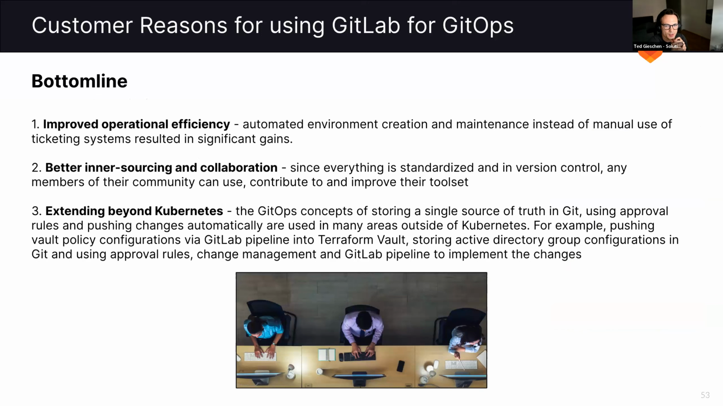Our second customer is Bottomline, who was able to improve operational efficiency by leveraging automation in environment creation and maintenance. They were able to better their inner sourcing and collaboration by allowing members to use, collaborate on, and improve tool sets, since everything is standardized and within version control. Finally, they were able to extend beyond Kubernetes to do such things as using Git for storing a single source of truth, using approval rules, and automatically pushing changes.